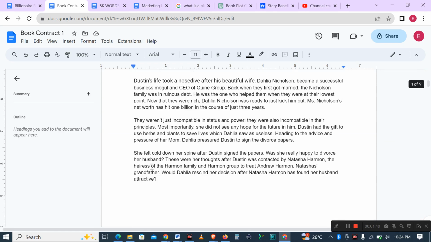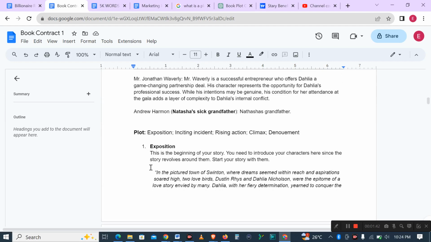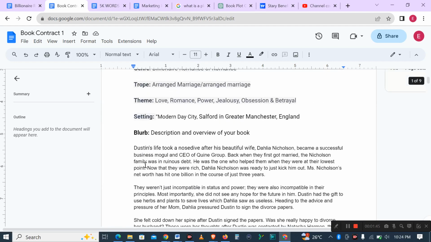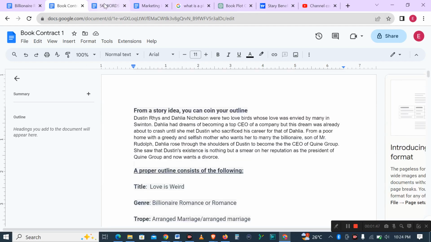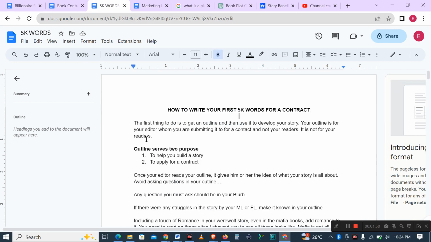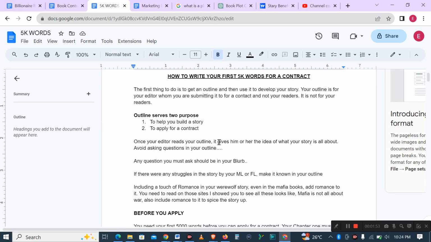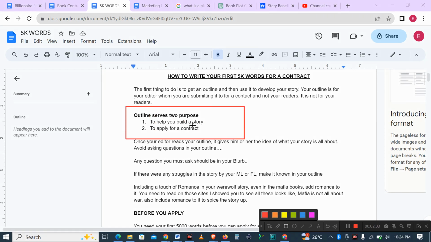And then characterization, rising incident, and plot, and the rest of them. So you have been able to get the outline. Now what does the outline serve? It serves two purposes. Why is my mouse hanging? First of all, it helps you build a story, and to apply for a contract. The outline is not your story. I keep saying this. It helps you build your story, and also it helps you to apply for a contract.